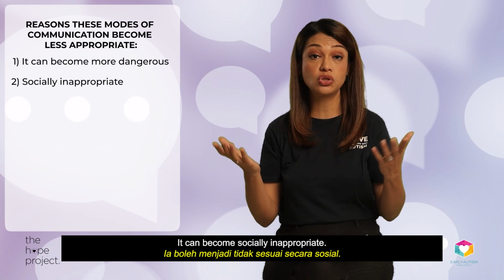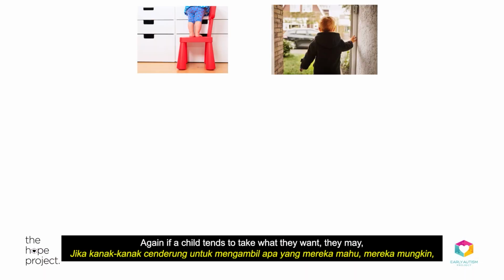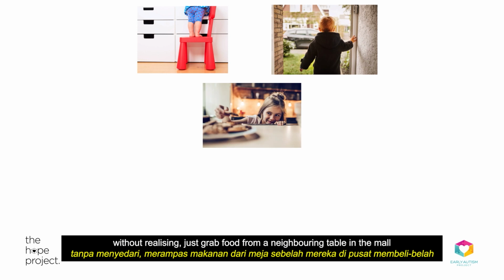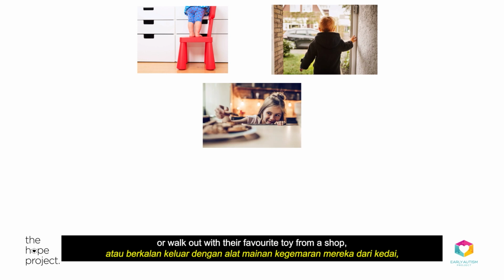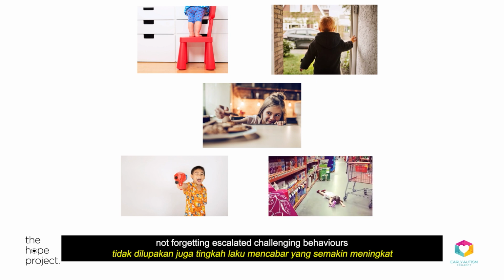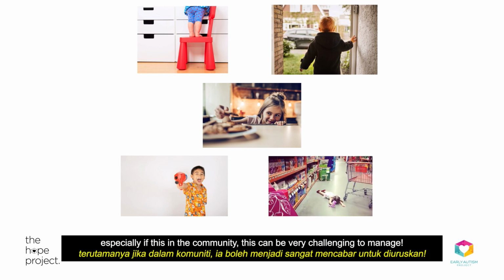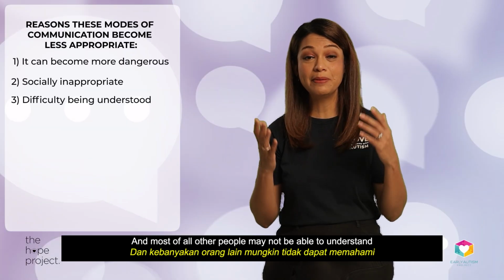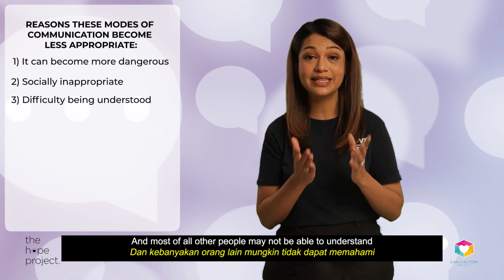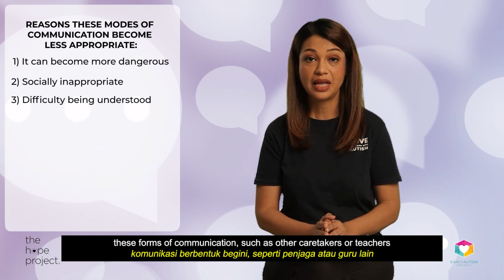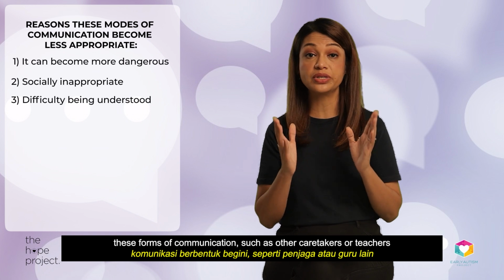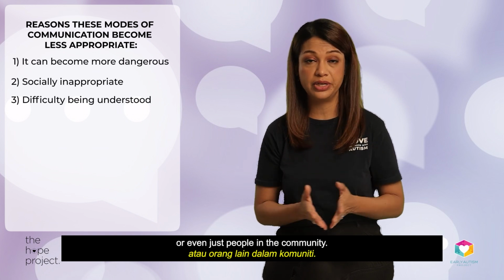It can also become socially inappropriate. Again, if a child tends to take what they want, they may, without realizing, just grab food from a neighboring table in the mall, or walk out with their favorite toy from a shop, not forgetting escalated, challenging behaviors, especially if this is in the community. All this can be very, very challenging to manage. And most of all, other people may not be able to understand these forms of communication, such as other caretakers or teachers, or even just people in the community.